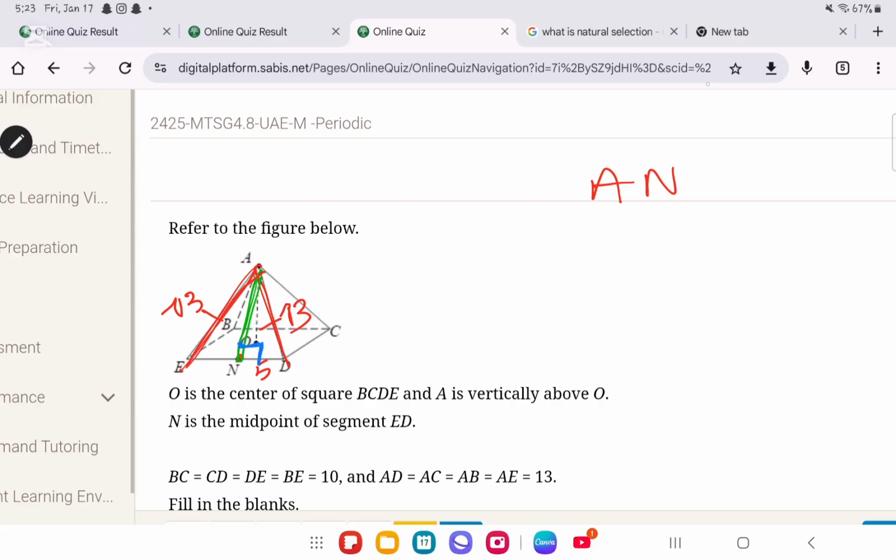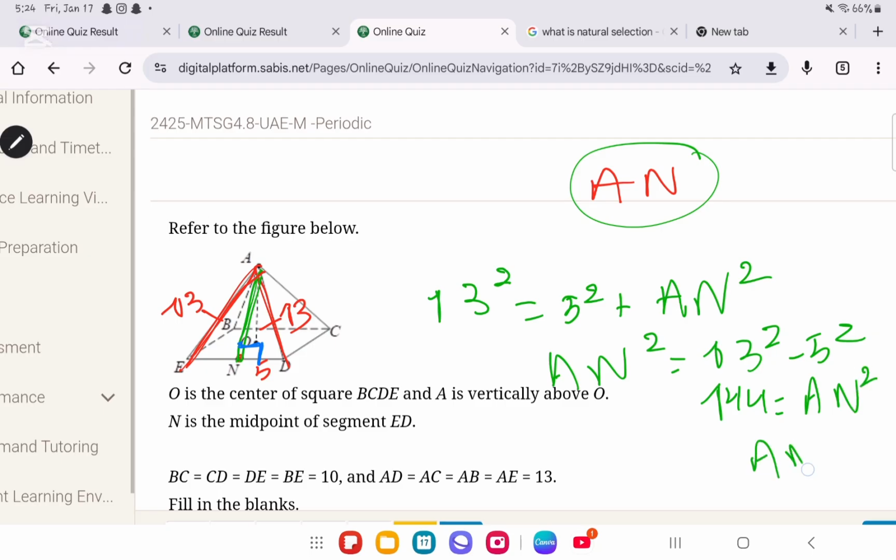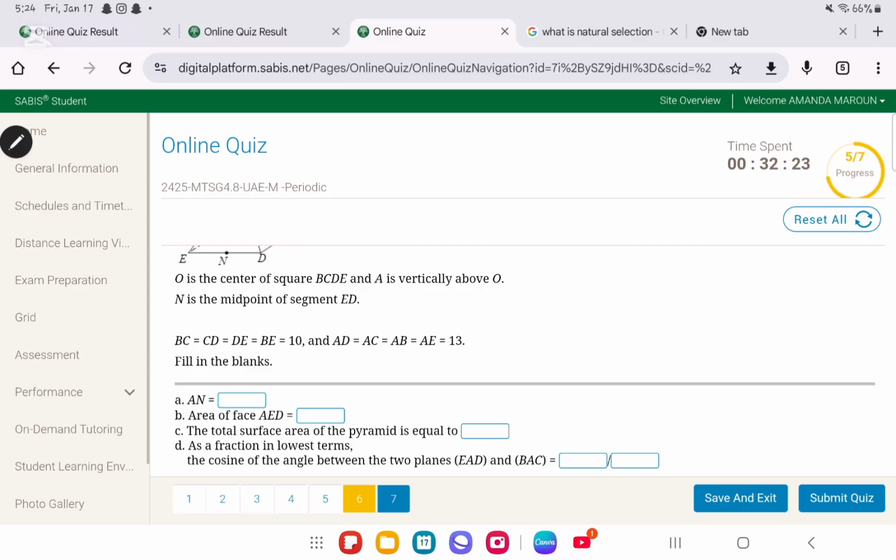So if we are looking for AN, because we have a right triangle, we can apply the Pythagorean theorem. We have the hypotenuse, which is 13 squared. It's equal to 5 squared plus AN squared. So AN squared is equal to 13 squared minus 5 squared. Doing it on the calculator, we are gonna get 144 is equal to AN squared. So AN is equal to 12. And nothing can be simpler than that.